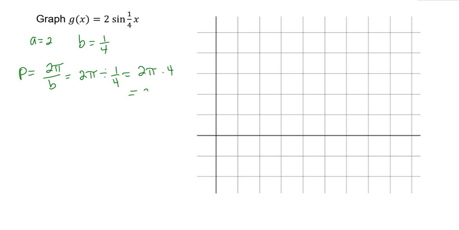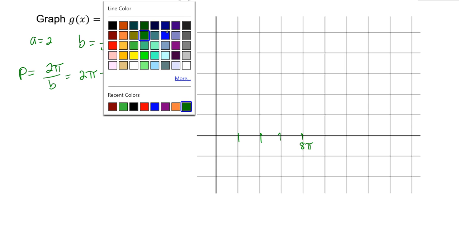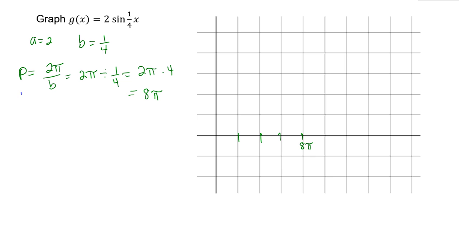So my period is going to be 8 pi, which means on my x-axis, I'm going to count out 1, 2, 3, 4 lines, always 4. And then at the fourth one is 8 pi. Now filling in the rest of those lines, it can be pretty easy because it's just whole numbers. But just to practice, let's look at the little shortcut I gave you.